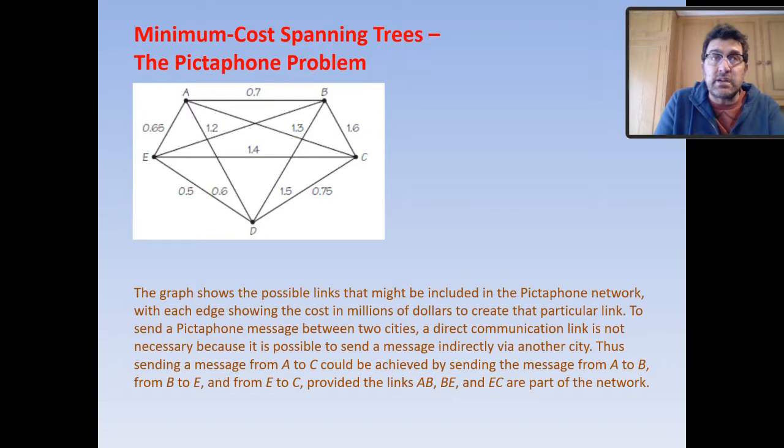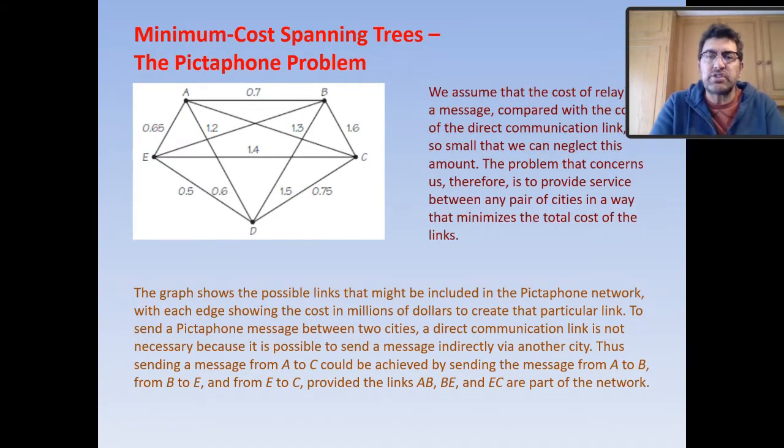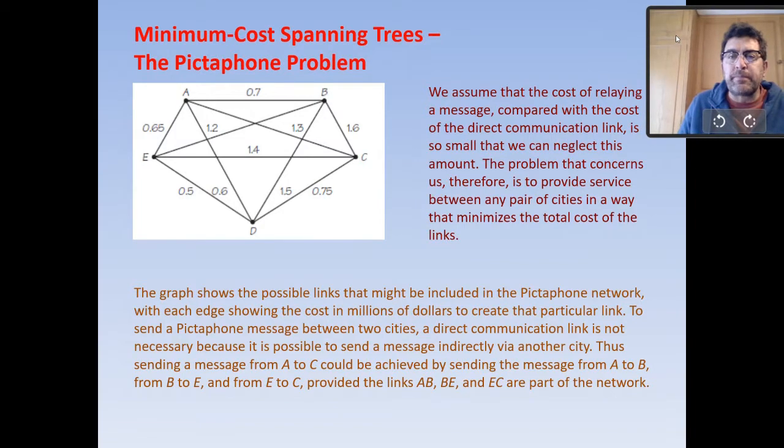So this is a totally connected graph. It's a complete graph, so it's a graph K5. There's 5 vertices, yes. And each edge represents the amount in millions of dollars to establish a link between the cities. So we assume the cost of the relay of a message compared with the cost of the direct communication link is so small that we can neglect this amount. The problem that concerns us, therefore, is to provide a service between any pair of cities in such a way that it minimizes the total cost that we use to establish such a link.